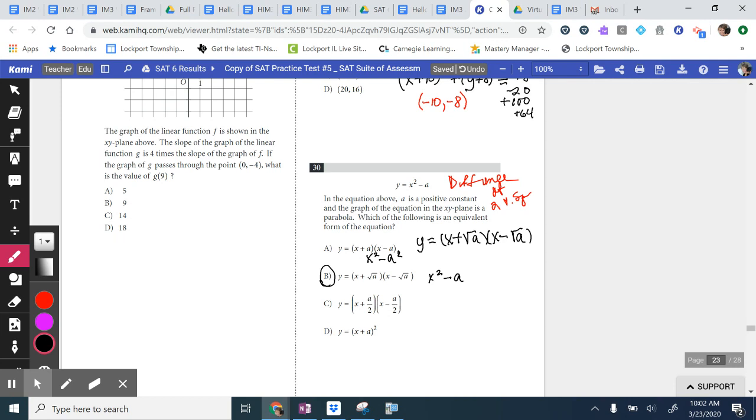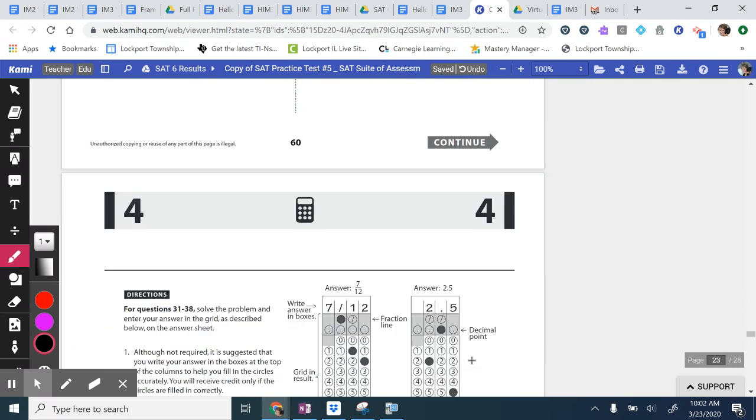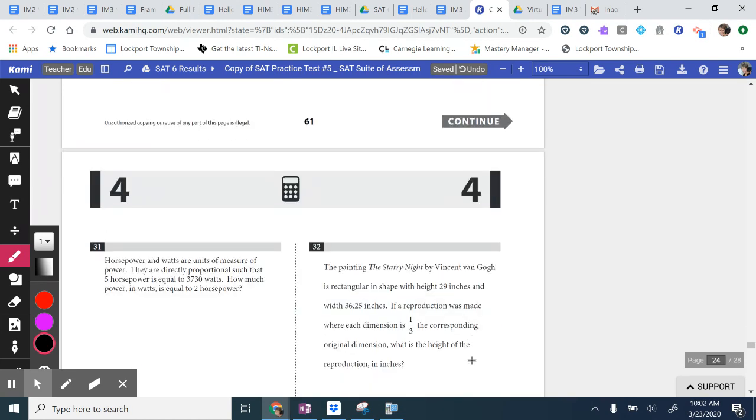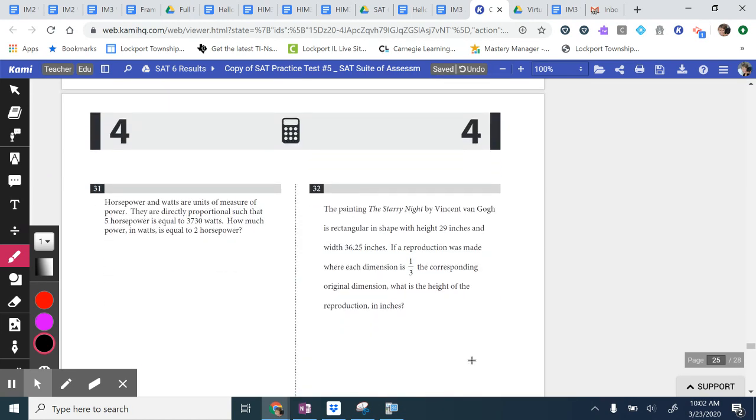All right, we can skip 31. Great job with the proportions. And we're going to go to 32.